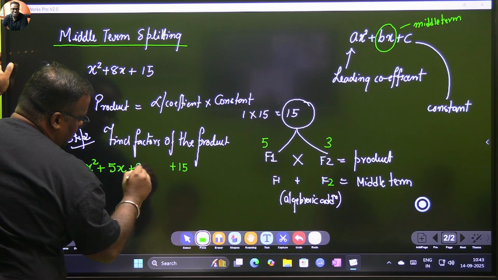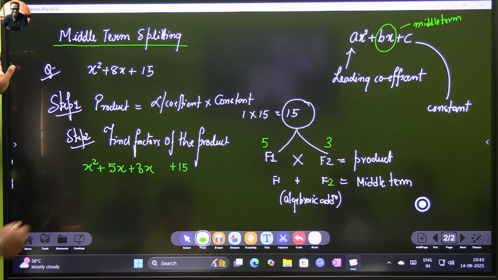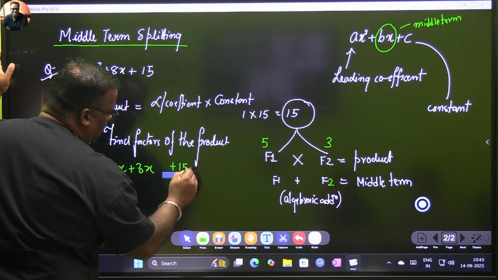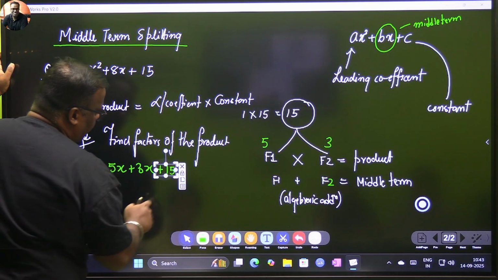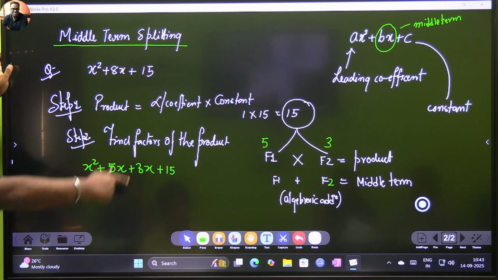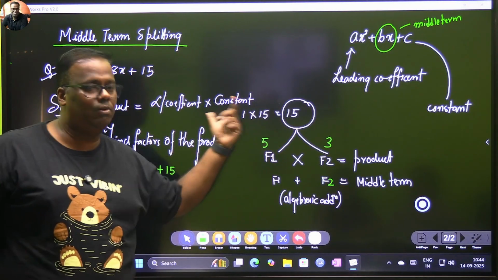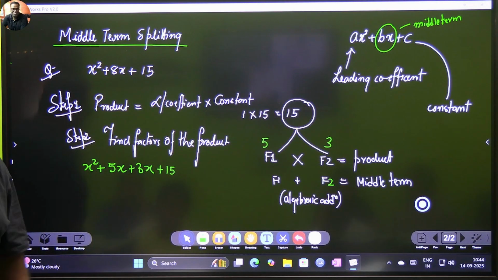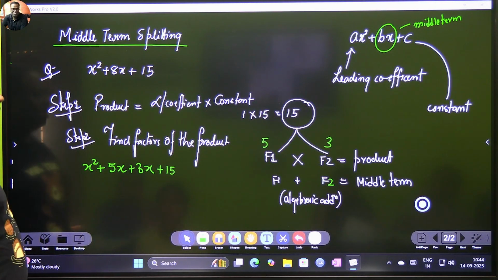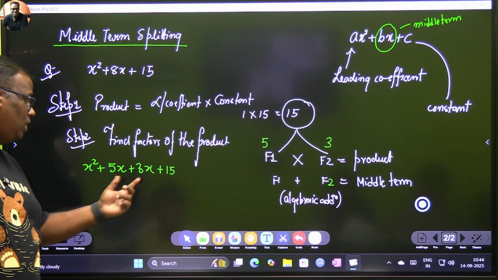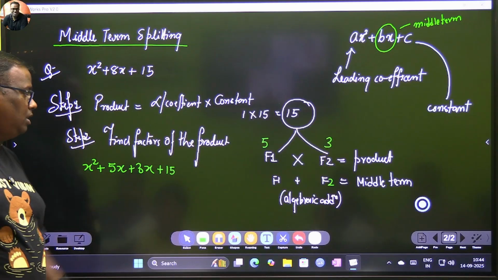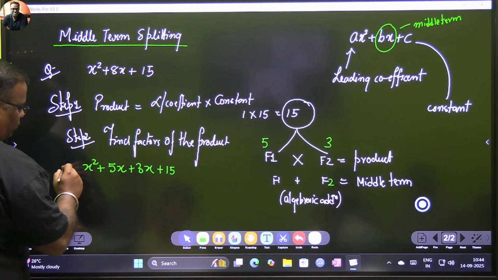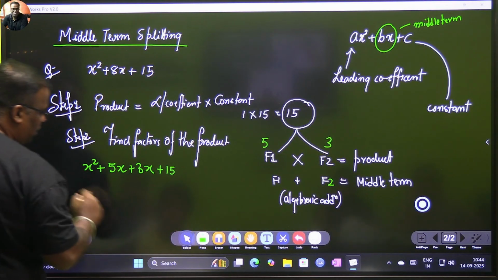5x plus 3x. How did you get the 5x and the 3x? Because I know that I have split the middle term, and that way I understood that it has to be 5x, 3x. Is this understood? Now the question is, sir, could I have written 3x here and 5x here? Doesn't matter. After that it becomes rearranging the terms.